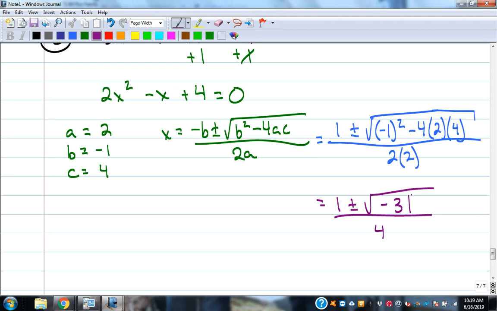It's negative, so what do we know comes out of the square root? Anytime there's a negative under the square root, what do we know comes out? I. 31 is a prime number, so I know it's not going to break down. That's going to be my solutions to that problem. Okay. Happens to be a complex solution.